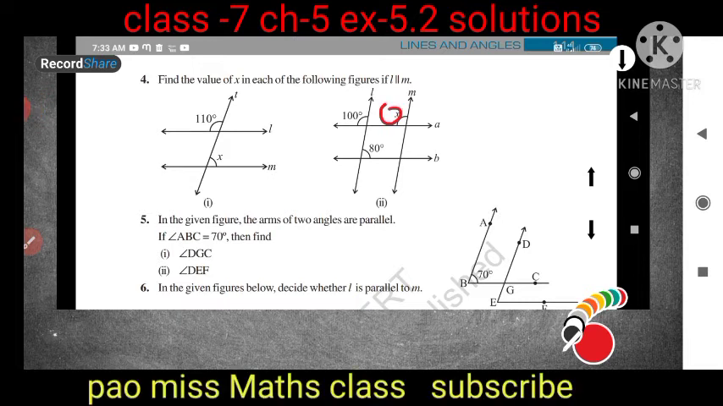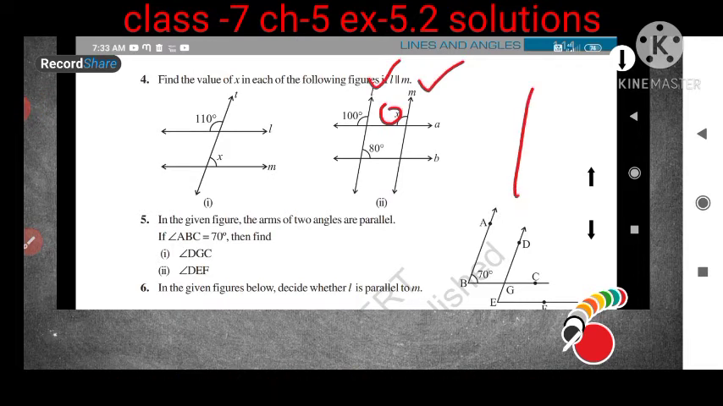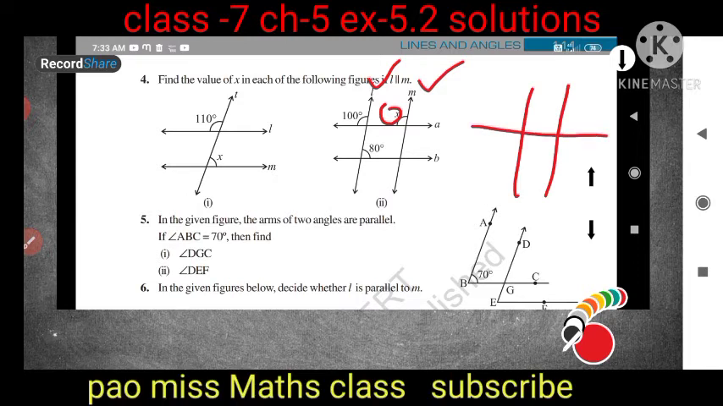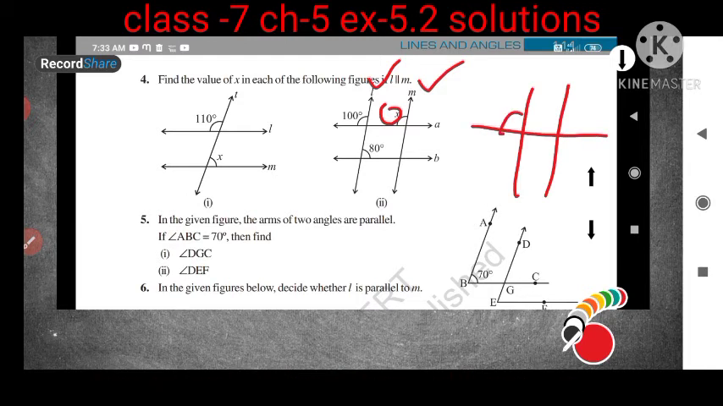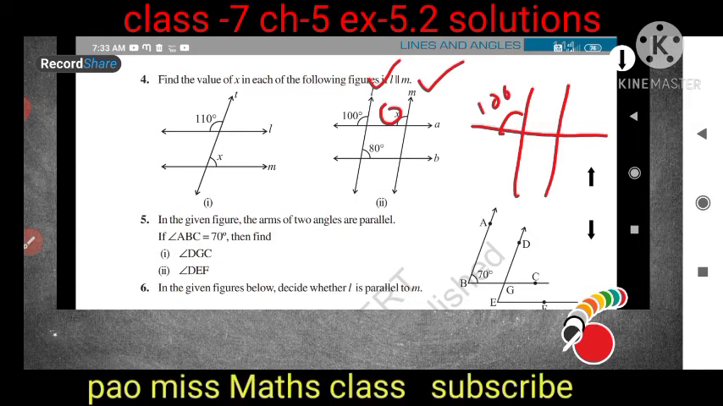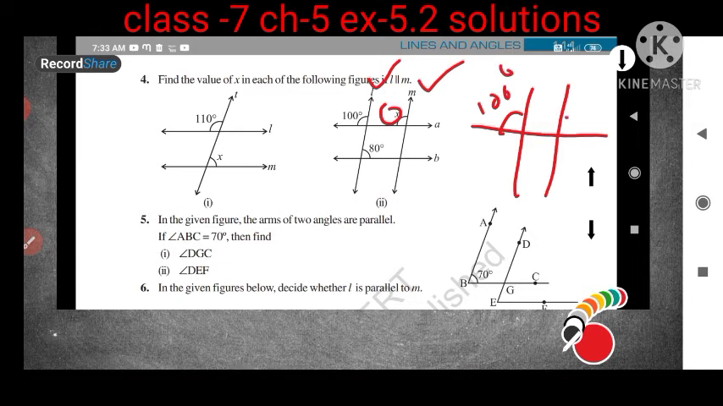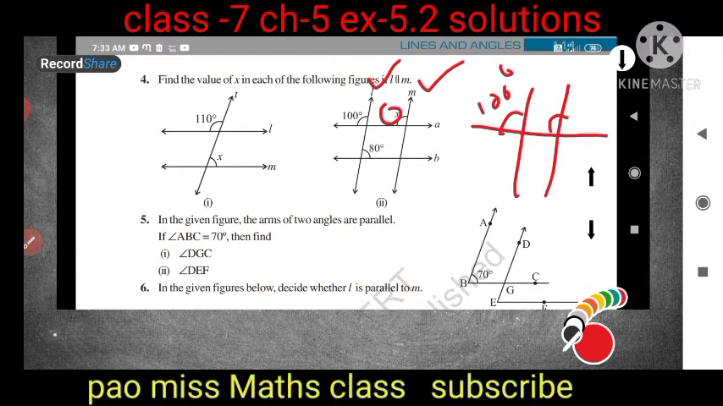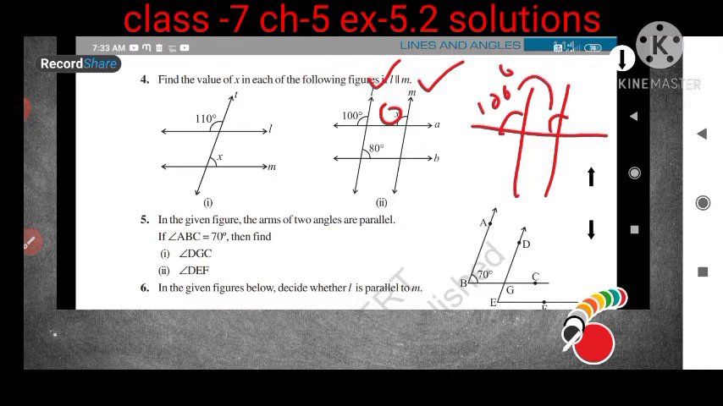So L and M are parallel. Now this is parallel, and suppose A is transversal. Okay, A is transversal. Then this angle 100 is given, isn't it? This angle is given how much? 100 degrees. And this angle, now what you can say? Now angle 100 is equal to x. Why? They are corresponding angles, or not?